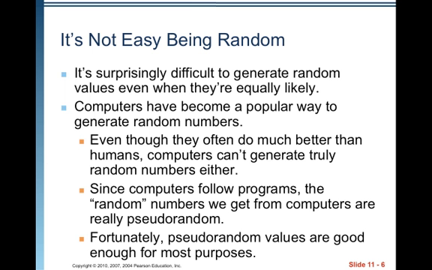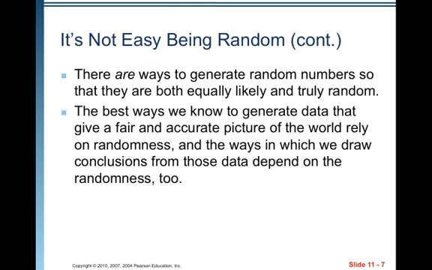Computers have become a popular way to generate random numbers. Even though they often do much better than humans, computers can't generate truly random numbers either. Since computers follow programs, the random numbers we get from the computers are really pseudo-random. Fortunately, pseudo-random values are good enough for most purposes. There are ways to generate random numbers so that they are both equally likely and truly random. The best ways we know to generate data that give a fair and accurate picture of the world rely on randomness, and the ways in which we draw conclusions from those data depend on the randomness too.